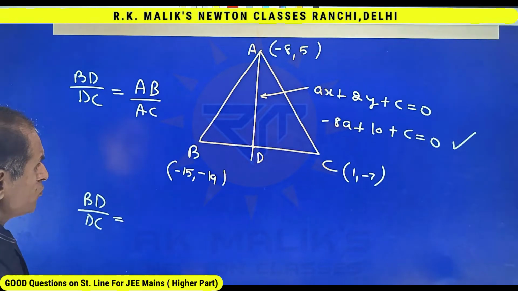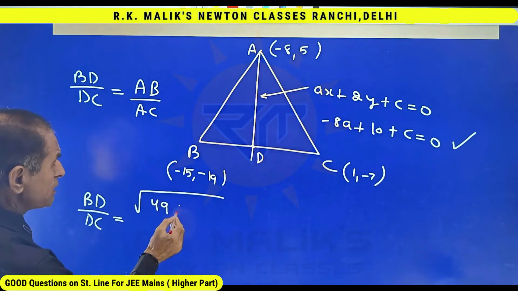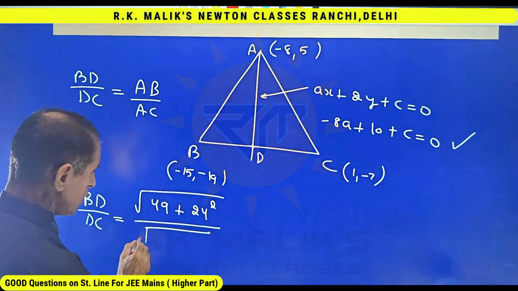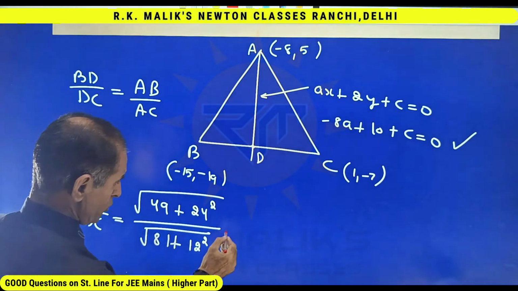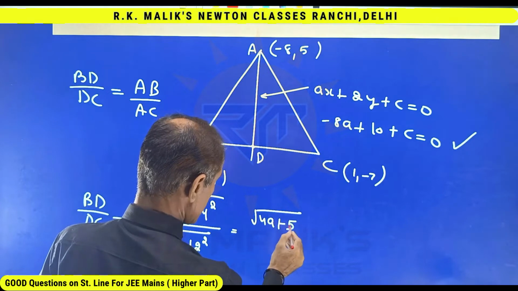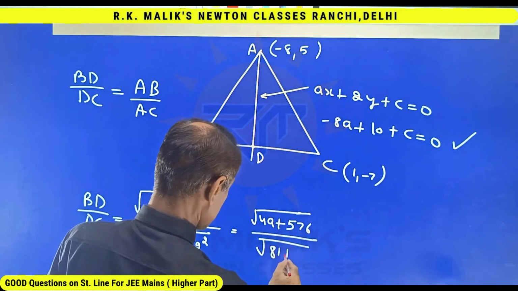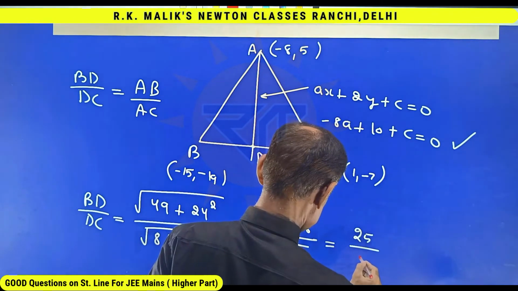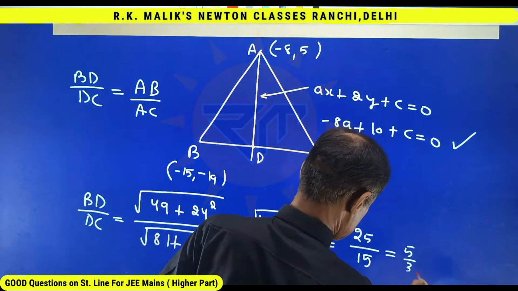That is, BD upon DC is equal to, we can easily find the value of AB as under root 49 plus 24 square upon under root 81 plus 12 square, that is equal to under root 49 plus 576 upon under root 81 plus 144, that is I get 25 is to 15, which is equal to 5 is to 3.